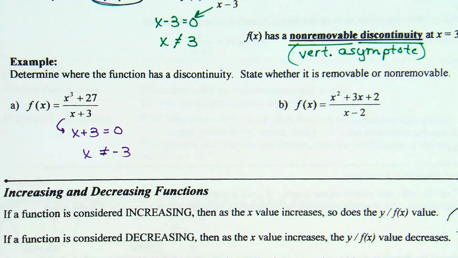Now the question is, is it removable or non-removable? We'll go look at the graph in a moment. But before we look at the graph, remember we can look into the algebra. If it's a hole, there's another x plus 3 that cancels with it. If there's not another x plus 3 that cancels with it, it's an asymptote. Thoughts?